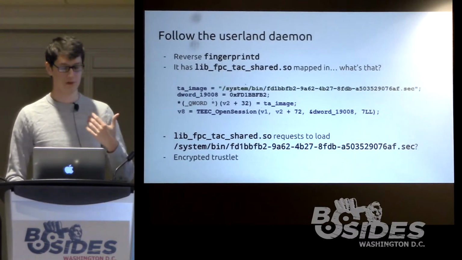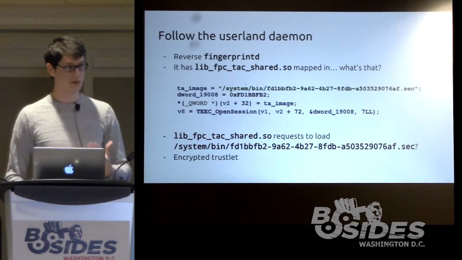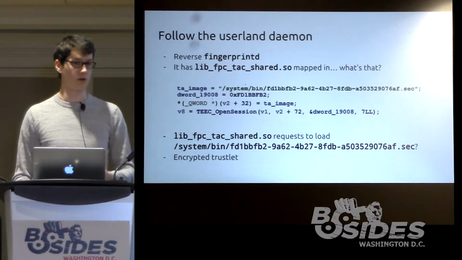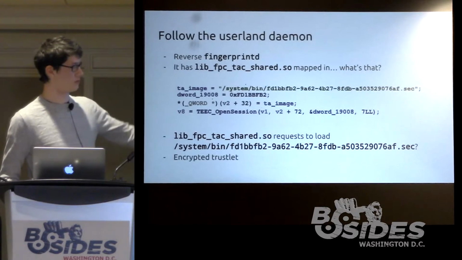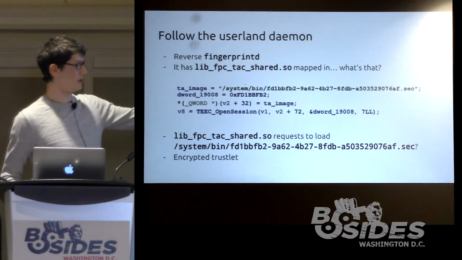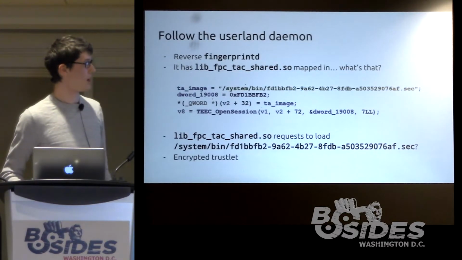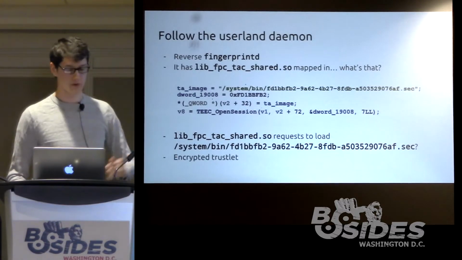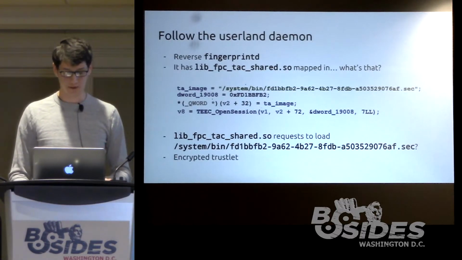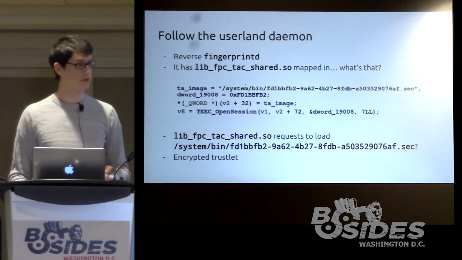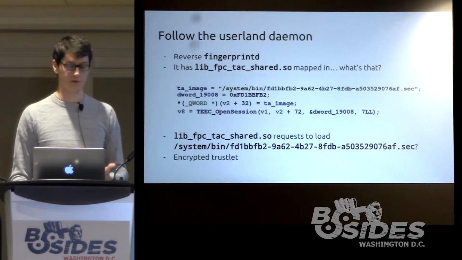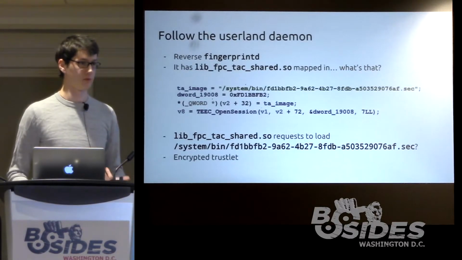So Huawei implements their own API known as Teak to interact with their TrustZone architecture. As you can see, we have this really suspicious looking string, system bin uuid.sec, and then that's passed into an open session call. Now if you look at this .sec, it just says data. So if you run file on it, unlike other trustlets, it's not going to say it's an ELF, it's going to say it's actually just an arbitrary blob of data. So this says to me it's an encrypted trustlet.